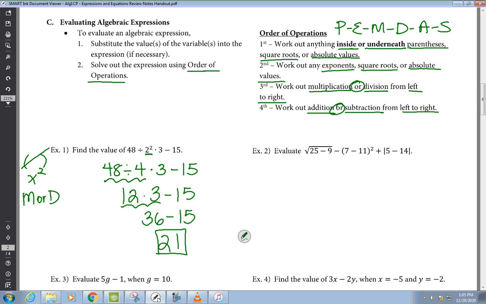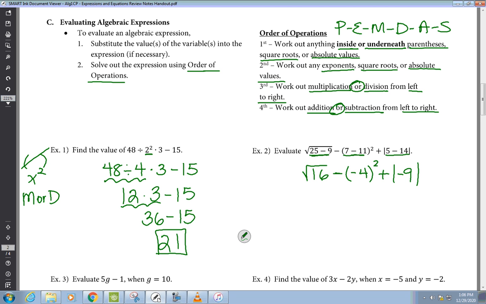So, example 2. So we have this following expression. Same rules apply. First step, work out anything inside or underneath the parentheses, the square roots, or the absolute value. Now, of course, for this particular problem, I put one of each. That's where you start. So, 25 minus 9 is 16, so you have the square root of 16. Minus 7 minus 11 is negative 4. 5 minus 14 is negative 9. So we have all that taken care of first.